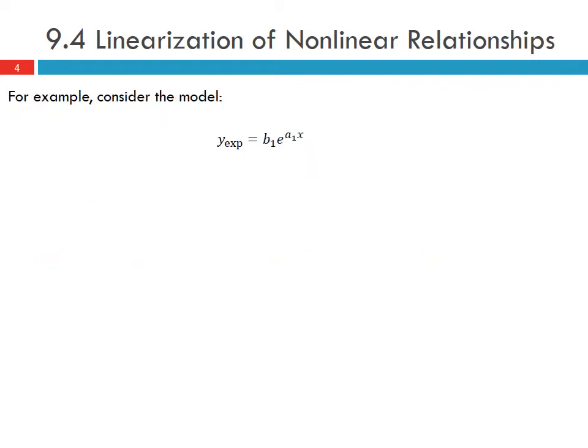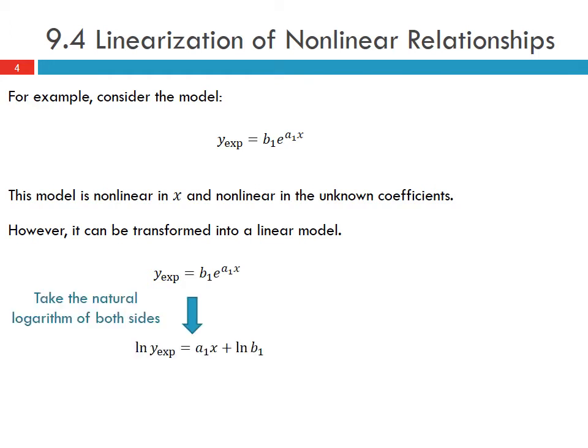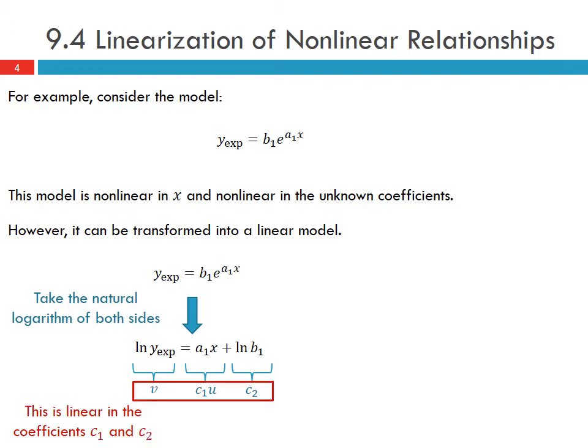For example, consider the model shown here, where y is an exponential function in x. So y is equal to b1 times e to the power of a1x. This model is nonlinear in x, and it is nonlinear in the unknown coefficients, which are b1 and a1. However, it can be transformed into a linear model. We can take our function y equals b1 e to the power a1x, take the natural logarithm of both sides, which gives us the natural log of y is equal to a1x plus natural log of b1. We can call ln y as v, x as u, a1 as c1, and ln b1 as c2. So this equation is linear in the coefficients c1 and c2.